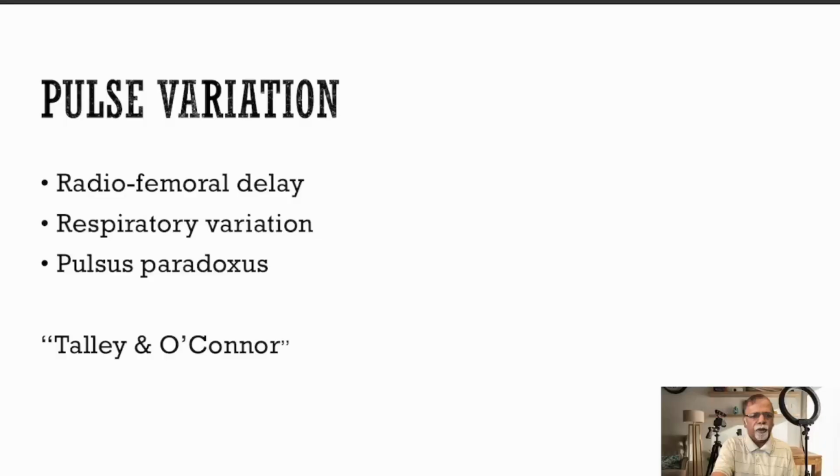Now we think about the variations in the pulse. The variations of pulse we are mainly concerned with are radio-radial delay, respiratory variation and pulsus paradoxus. Radio-femoral delay is seen in coarctation of aorta.